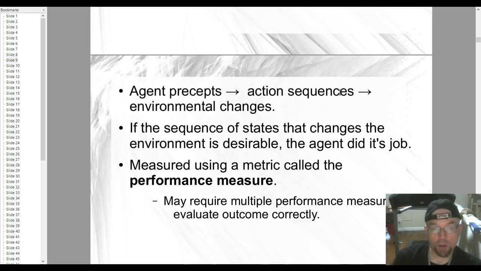Now, you can measure the performance of an agent, whether it's a vacuum cleaner, a self-driving car, or the AI in a video game, using a metric, and the metric has a name. The textbook refers to it as a performance measure. It could be the case that one performance measure is enough for you to evaluate whether the agent did its job, but it also might be the case that you need more than one, okay?